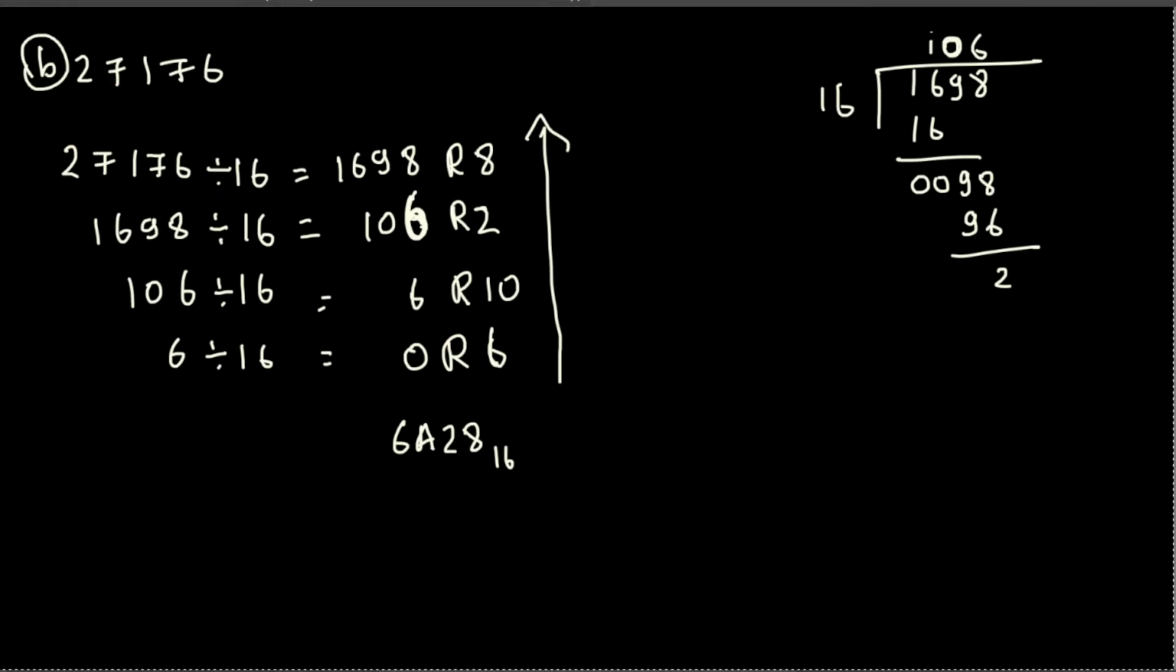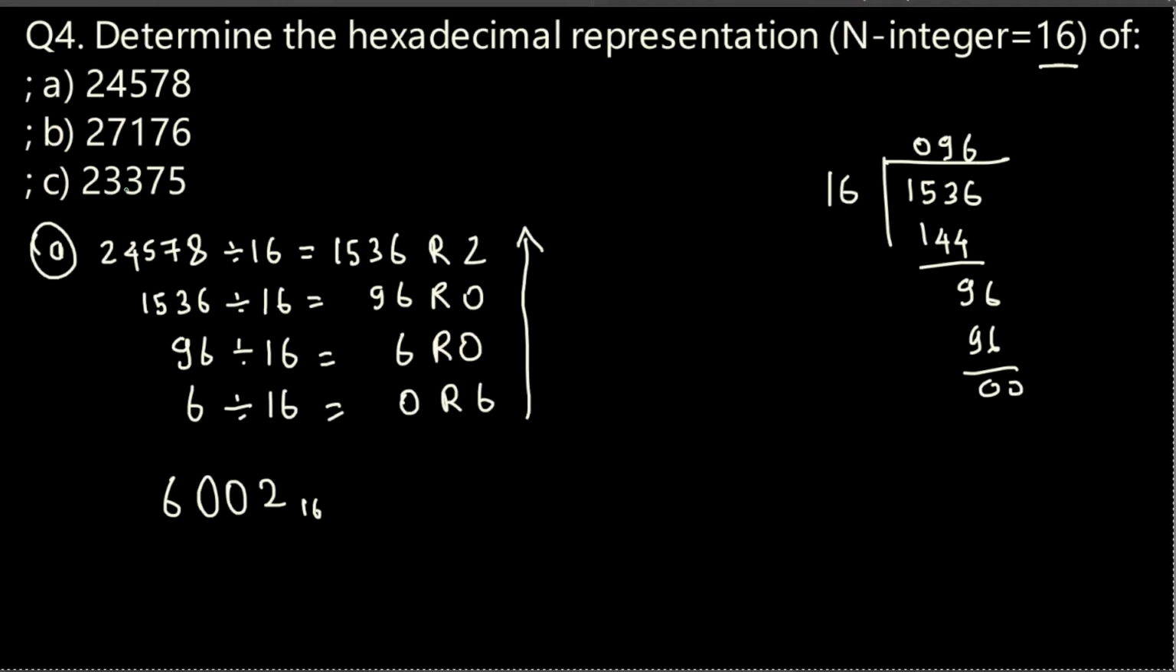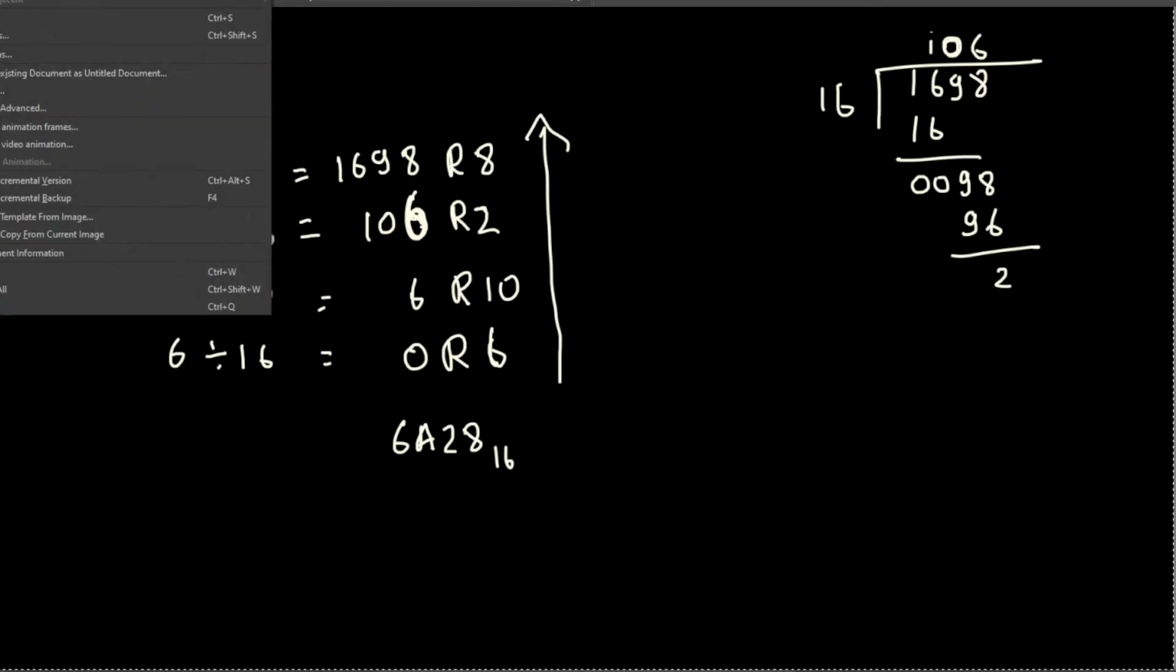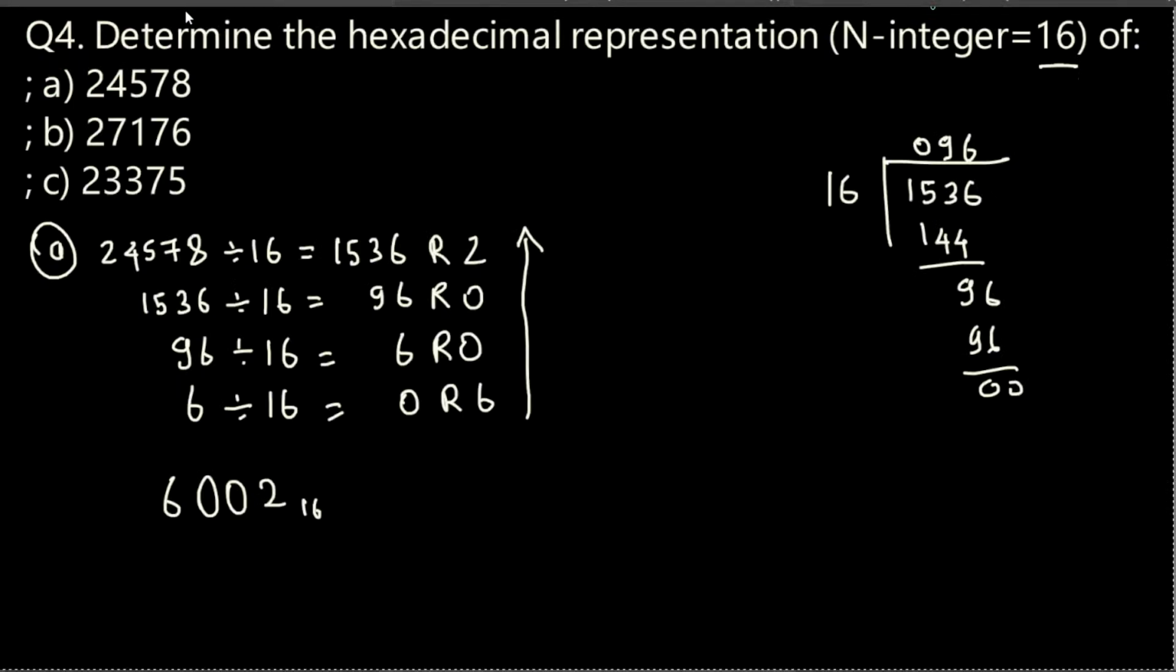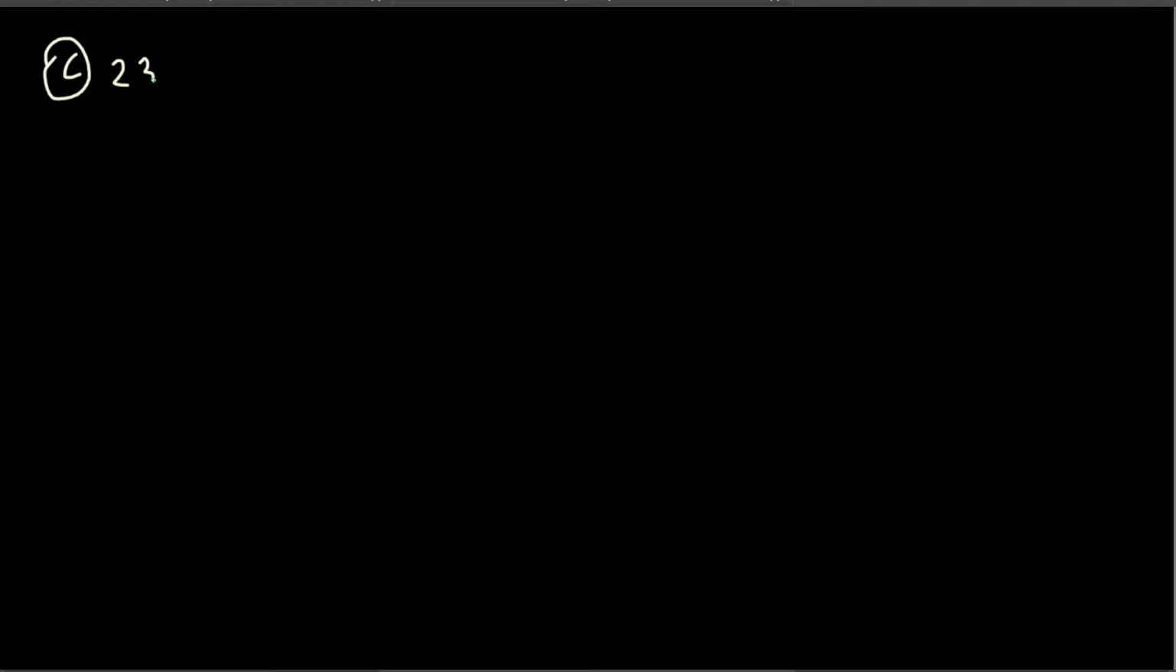Okay, that's the B part. Now let's look at the C part. In the C part we have 23,375. I want to write it on a new page. Okay, so 23,375. Again, we have to keep on dividing this by 16 until we get 0. So 23,375 divided by 16. Again, use the long division method.